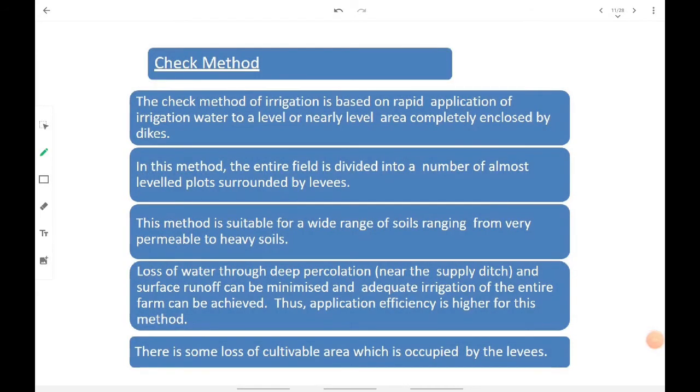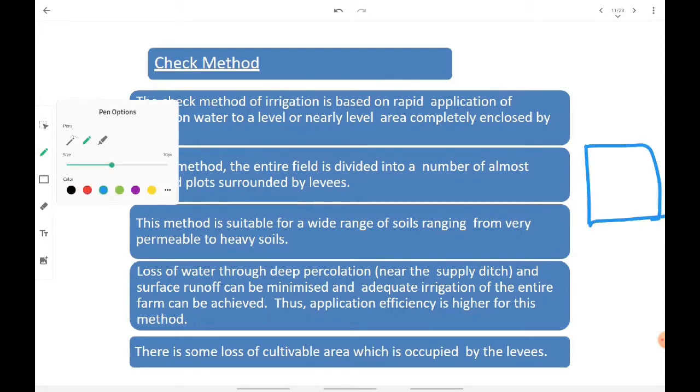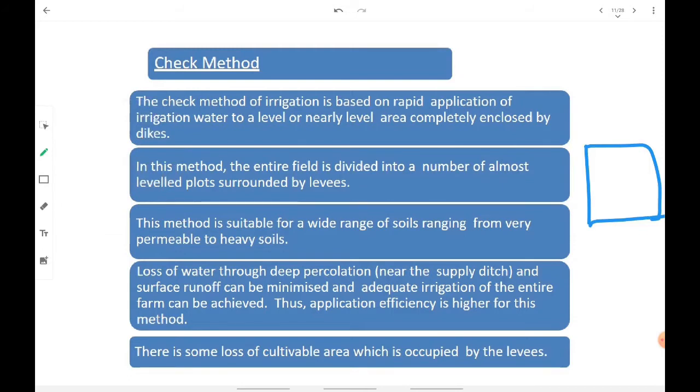The check method of irrigation is based on rapid application of irrigation water to a level or nearly level area completely enclosed by dikes. Simply, if you have a farmland like this, the whole area is distributed into grids. Each specific grid will be irrigated, and each grid is provided with the same level of water.